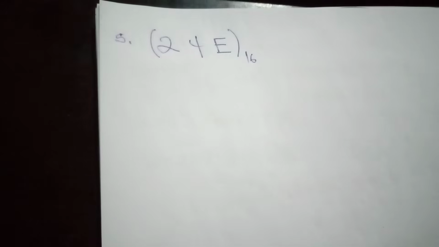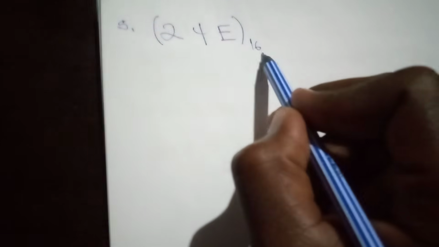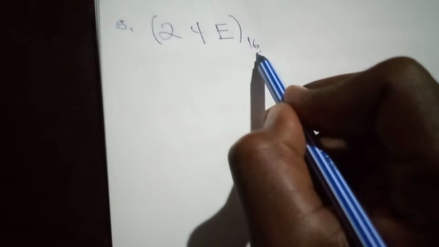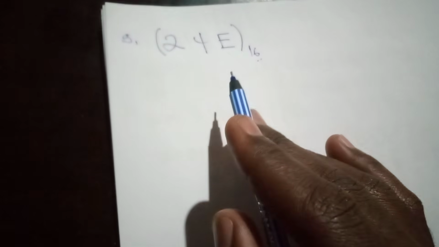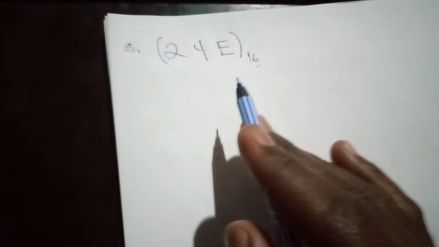That is hexadecimal, and then they are telling us to convert it to a decimal number. Each time you are converting a number to a decimal number, always look at the base that you are having, and this base is going to be multiplied by everything inside the brackets.